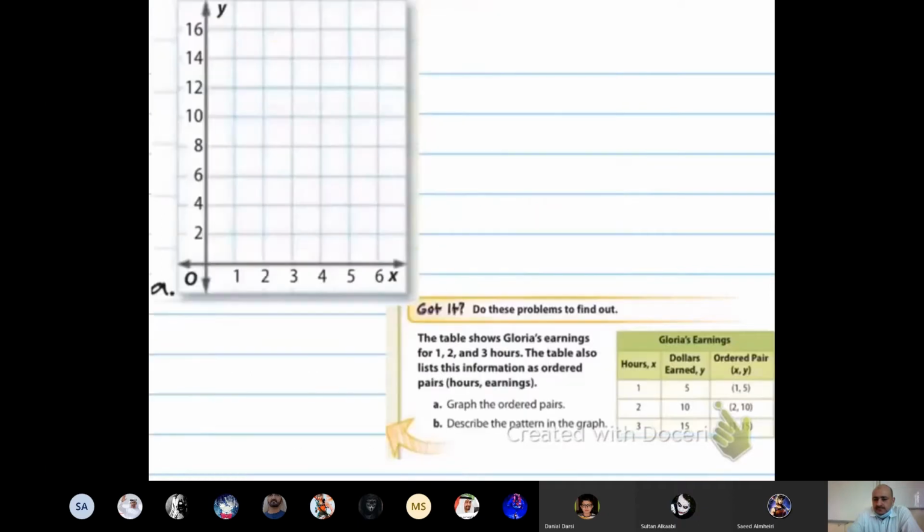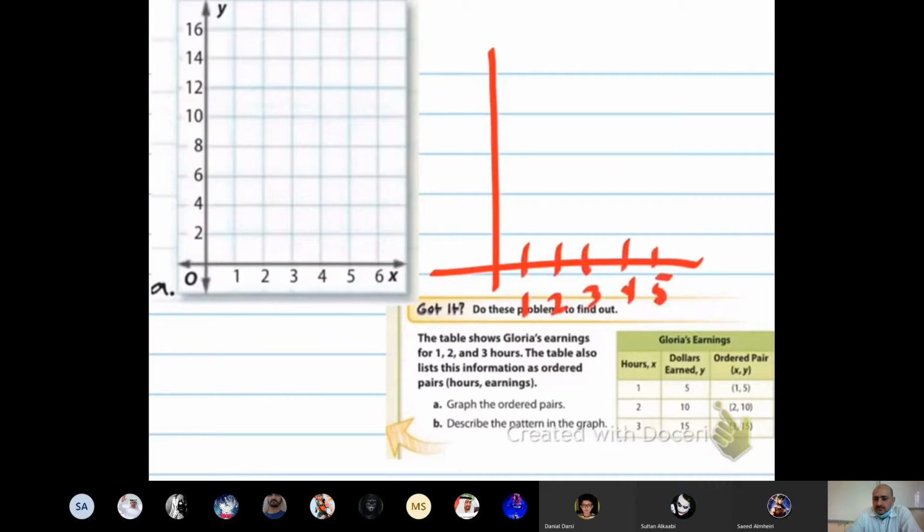So now we're going to do this one on our own. What I'd like for you to do is go ahead and make this real quick table. It doesn't have to have a grid in it, okay? Just 2 lines like this, and you're going to number them. The bottom line is going to be 1, 2, 3, 4, 5, and 6. And then these going up are going to be skip counted by 2. So 2, 4, 6, 8, 10, 12. And then we're going to graph the ordered pairs they've given us, talking about Gloria's earnings.